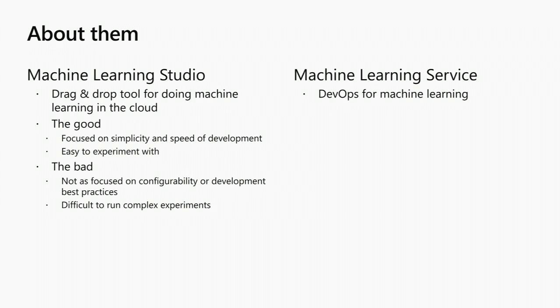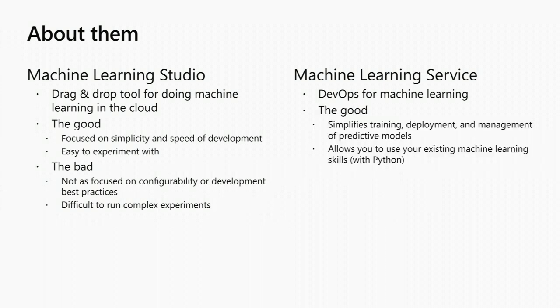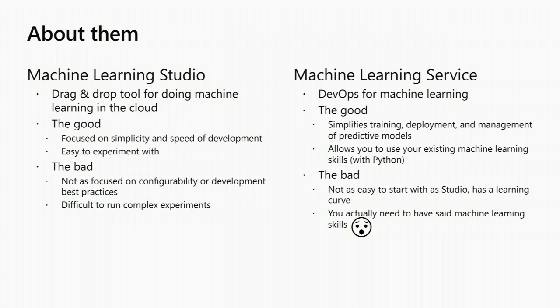On the other hand, I see Machine Learning Service as being something of a DevOps for machine learning. It simplifies training your models. It simplifies deploying them, evaluating them, scaling them. And if you do machine learning in Python, it allows you to use your existing skills. On the other hand, it has a steeper learning curve as opposed to Machine Learning Studio, and you kind of need to have those machine learning skills to reuse. So, advantage, disadvantage. I can also stay here if you want to take a picture.